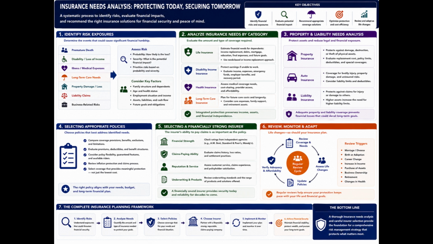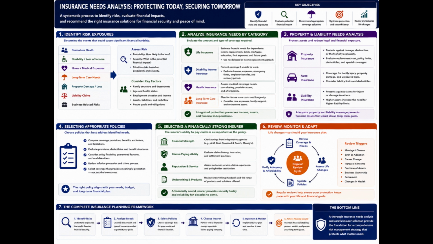An insurer's operational efficiency, claims experience, and commitment to policyholder service also influence the overall value of coverage beyond the contractual benefits provided. Insurance needs analysis and insurance company selection work together to create a comprehensive risk management framework. Accurate needs assessment identifies the financial exposures requiring protection, while careful policy and company selection ensure that coverage is reliable, appropriate, and sustainable.